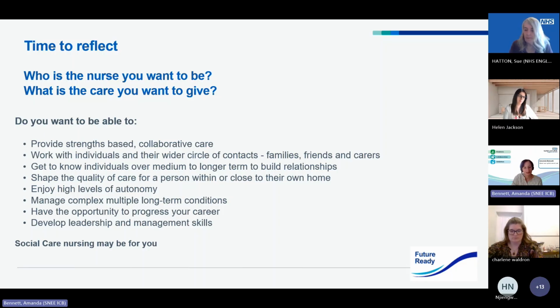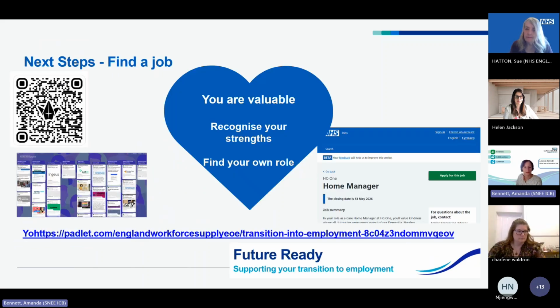And if so, if you're thinking, yeah, do you know what, that sounds good, social care nursing may be for you. So if you are really interested, and hopefully from your presence here today and what you've heard so far you are, what are the next steps? How do you find a job? We can share these, but there is a Padlet that the NHS East of England team have put together. This has lots of different companies. We talked before about 20,000 different employers out there, potentially. They're not all on the Padlet, but some of them are.